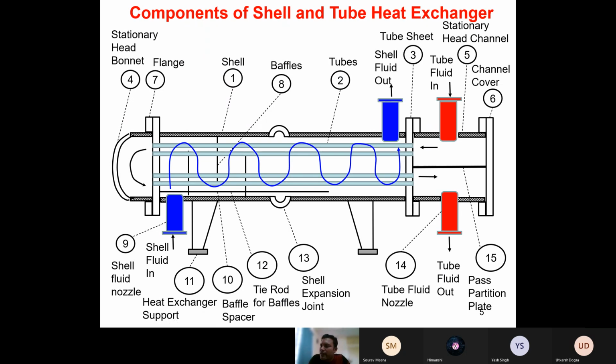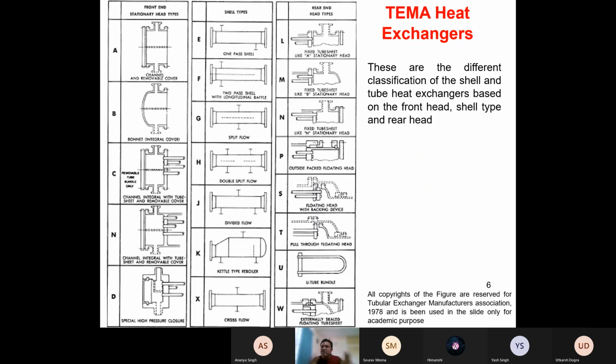Typically, there are different types of shell and tube heat exchanger depending on what type of head is used here, what type of head is used here, and what type of body is used in between. Based on that, there are different types of shell and tube heat exchanger, and the classification of the shell and tube heat exchanger is given by TEMA, which is nothing but the Tubular Exchanger Manufacturers Association. So based on what is the front end, what is the shell type, and what is the rear end, depending on that, different types are there.